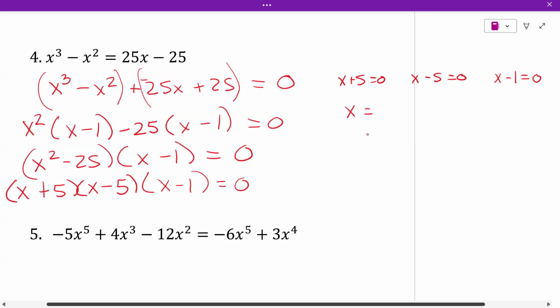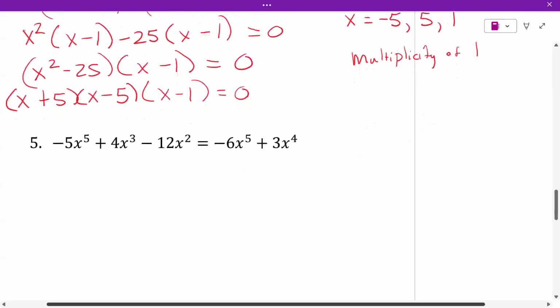So what does x equal? Here, if we move the 5 over, I get a negative 5. Here, if I move the 5 over, I get a 5. Here, if I move the 1, I get a 1. What's their multiplicity? They each have a multiplicity of 1, so they're all across the x-axis there.